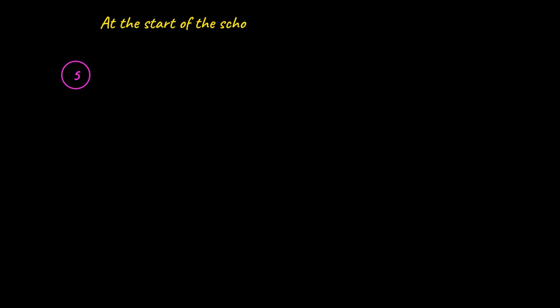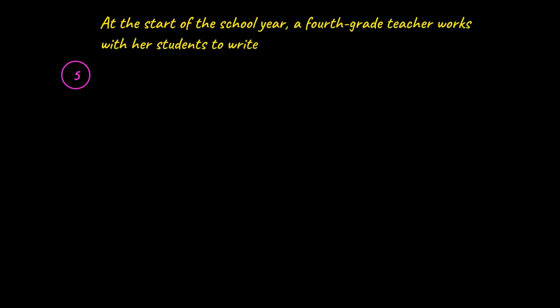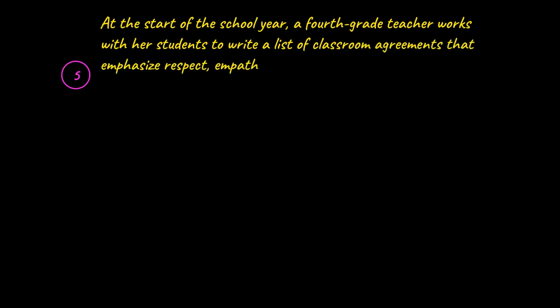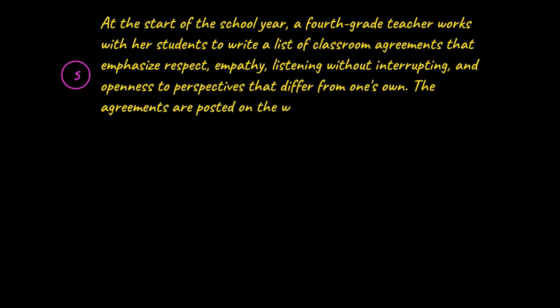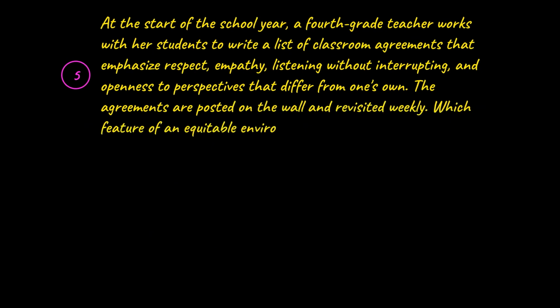Question 5. At the start of the school year, a 4th grade teacher works with her students to write a list of classroom agreements that emphasize respect, empathy, listening without interrupting, and openness to perspectives that differ from one's own. The agreements are posted on the wall and revisited weekly. Which feature of an equitable environment is the teacher building?